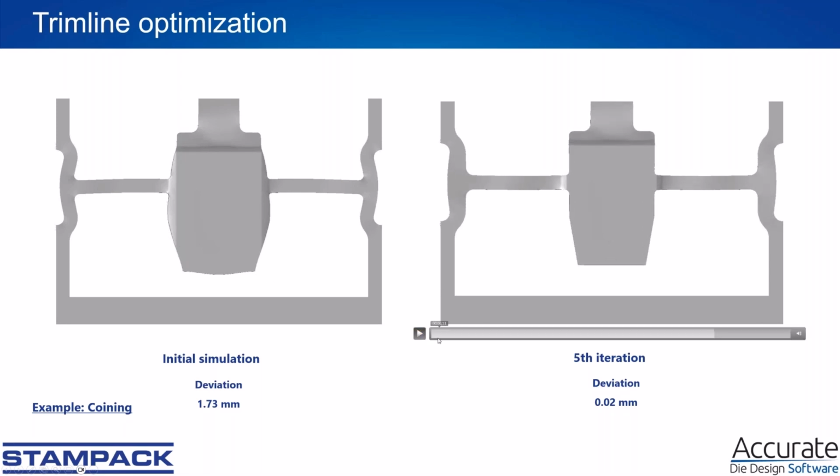But look what Trim Optimizer did in five iterations. It designed the initial blank in a way that you are away from the target line by 0.02 millimeters. So again, extremely precise. And the benefit for you is that you don't need a cutting station anymore. It's completely saved.